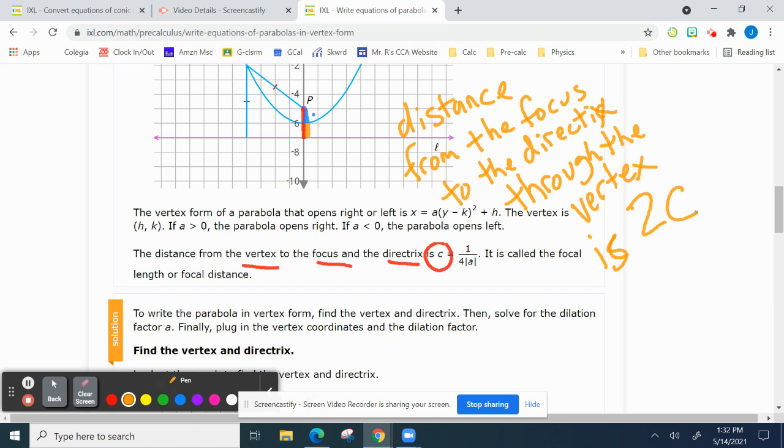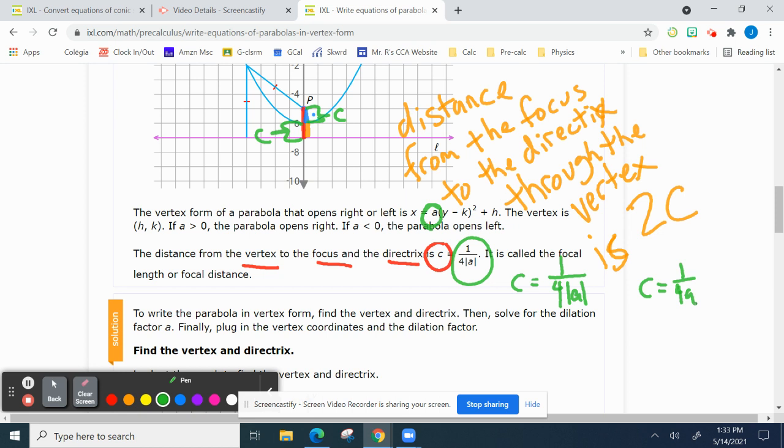Because C, again, C is this distance, and C is this distance. And this A right there equals this right there. C equals 1 over 4, the absolute value of A. So let's just do this real quick. If C equals 1 over 4a, what can we do?